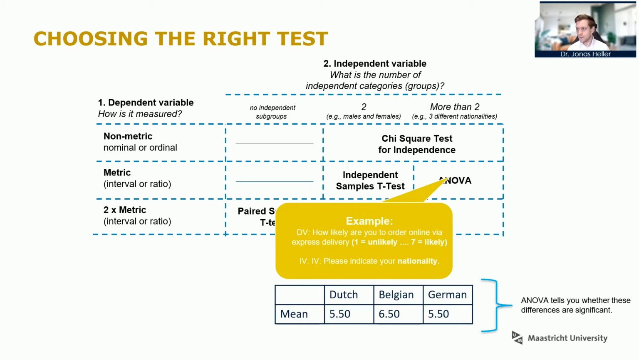So in this example, what you see here, we again asked three different nationalities how likely they are to order online via express delivery. And what we can see here is that on average, Belgians seem to be more likely compared to Dutch or Germans. And the ANOVA will actually tell us whether these differences are significant or whether they're just random variations within our sample.